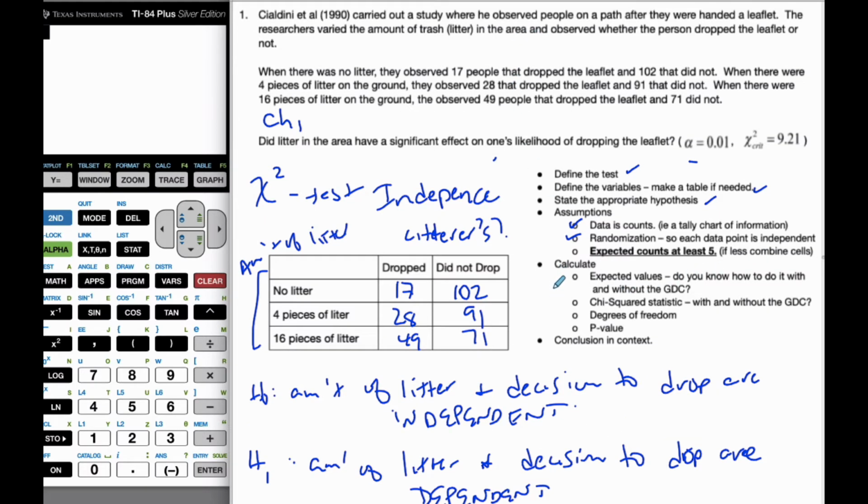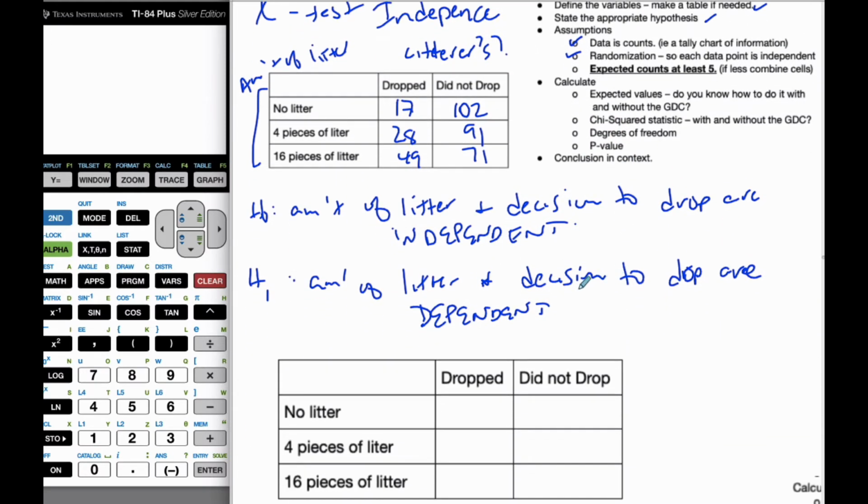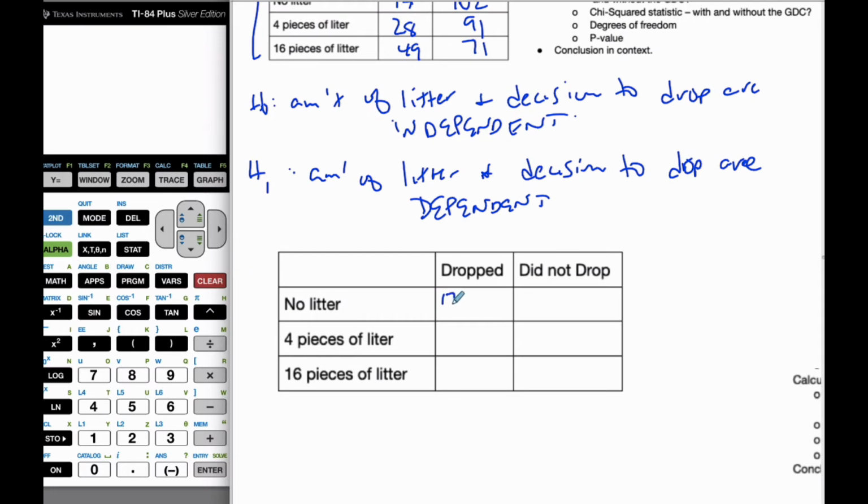So now we're going to do the calculation for that. The first thing we're going to do is the expected values. And we need to know how to do this with and without our calculator. So here's our table. We know there were 17 people here that did it, and there were 102 people. And so in total, I know there were 119 subjects in the no litter. And we also know that there was 28 here, and 91 here, and 49, and 71. And so there's 119 here and 120 here. When I add this way, there's a total of 94 litterers and 264 who did not litter at all.